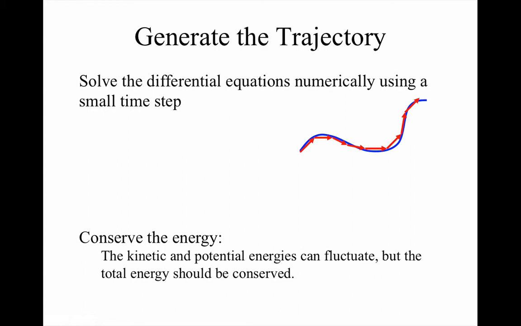There are different ways of solving this second order differential equation, but note here that all the ways that we can solve it should result in a total conservation of the energy. Although the kinetic and potential energies can fluctuate in the system, the total energy should of course be conserved. So this is a very important property to actually check using these different propagators.